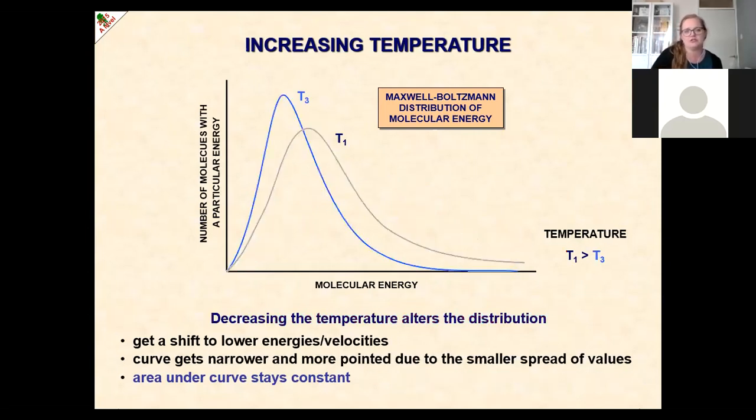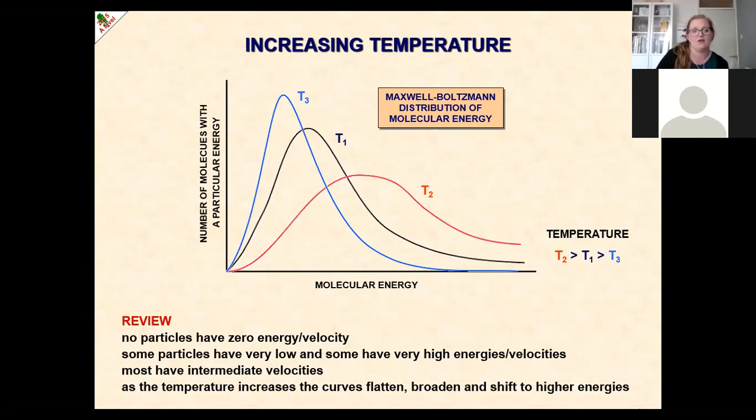If we decrease the temperature, this also alters the distribution. They have less energy, so we will find that we have more particles with less energy. Our curve becomes narrower and more pointed due to the small spread of values. But again, our area under the curve will stay constant because our number of particles remains the same. So this is all of them on there.